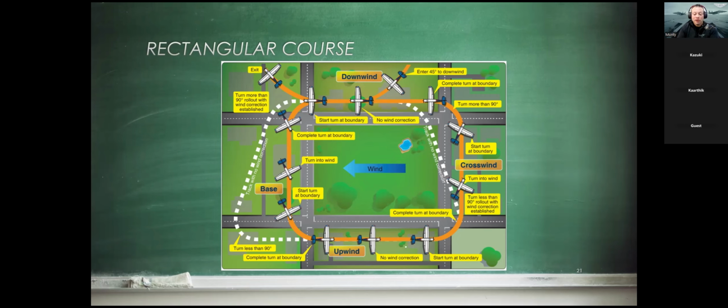And then as we turn to the crosswind leg, we'll do a less than 90-degree turn and again crab into the wind. Because if we didn't crab into the wind, it would push us off course and we would not fly a pretty rectangle. We'd fly some oblong trapezoid. And then when we're turning back to downwind, we'll make a greater than 90-degree turn to fly the downwind leg.